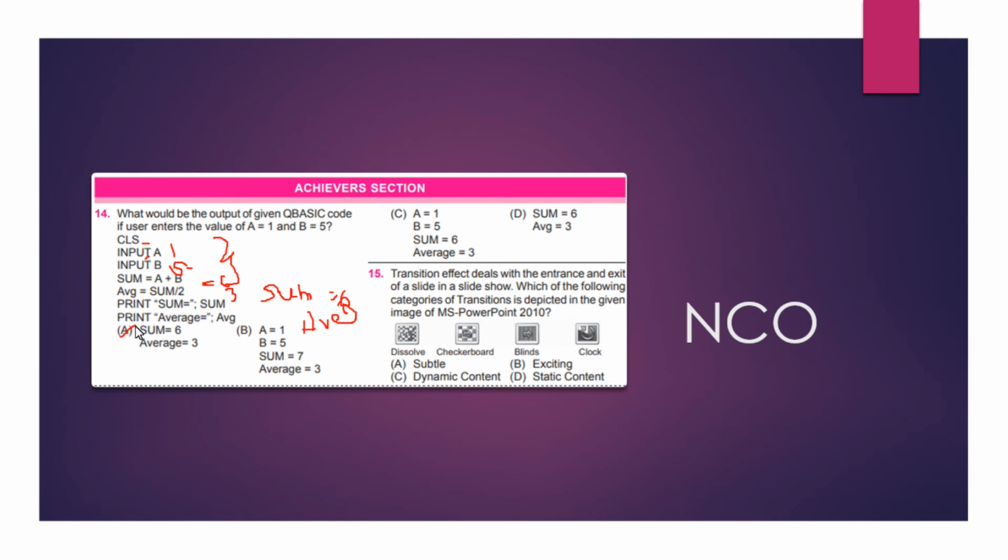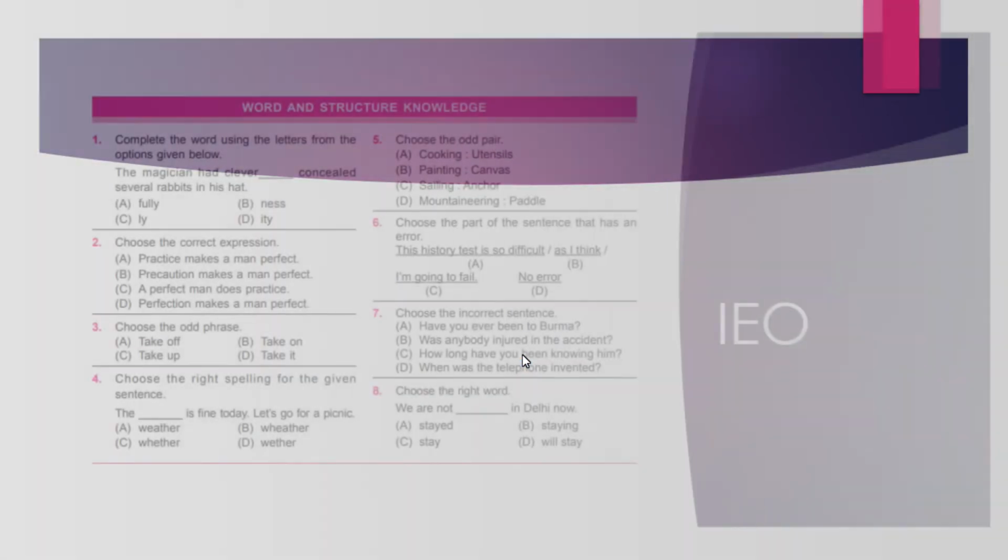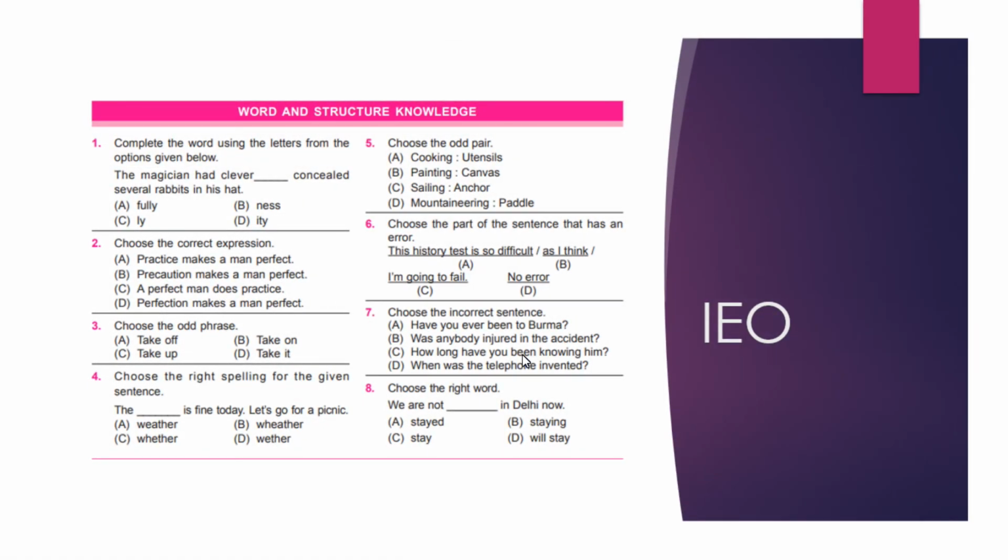Transition effect deals with the entrance and exit of a slide in a slideshow. Which of the following categories of transition is depicted in the given image of MS PowerPoint 2010? So we have to see the categories where these transition effects are found in MS Office 2010 PowerPoint. So the answer is B. It is found in the exciting transition effect category. Now we'll start with the English Olympiad.